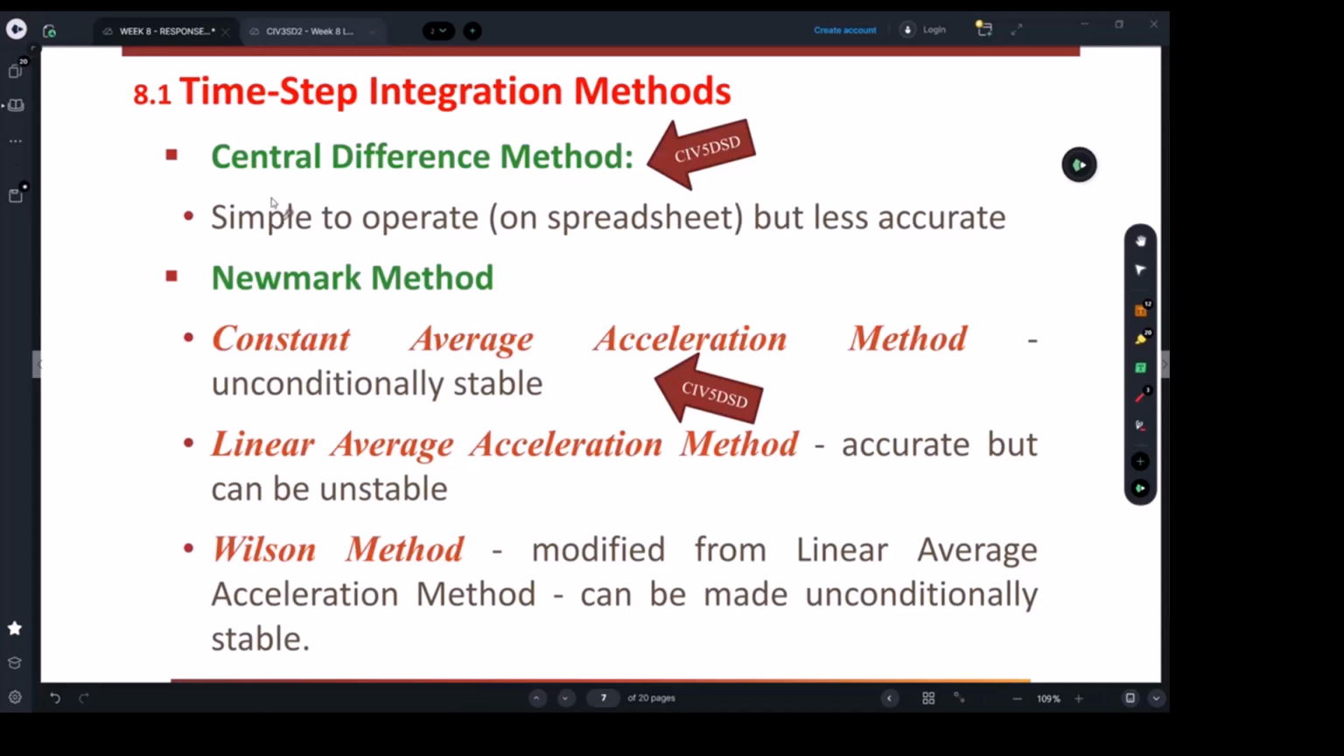The first one, again, some of you may have already practiced these kinds of activities in math or applied math. So the first one we have here is the central difference method. And you're going to be asked to apply and use it in your second assessment. It is simple to operate on spreadsheets, but less accurate. This is one of the basic methods we use. It's less accurate in terms of the response of that single degree of freedom system, but it is very simple to apply and can be calculated without a lot of computational steps.